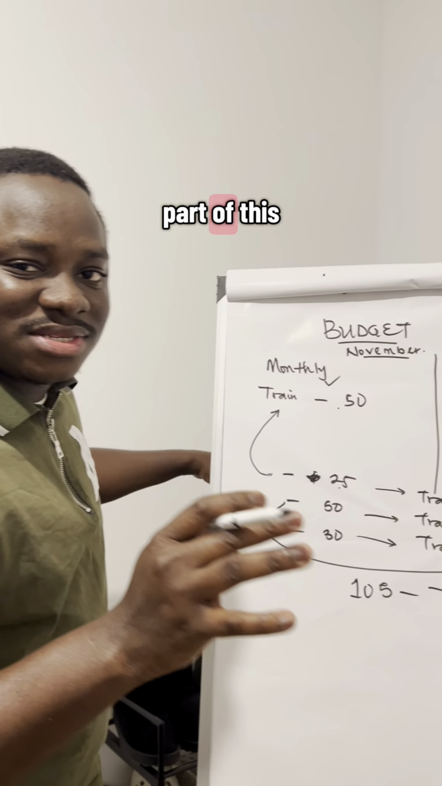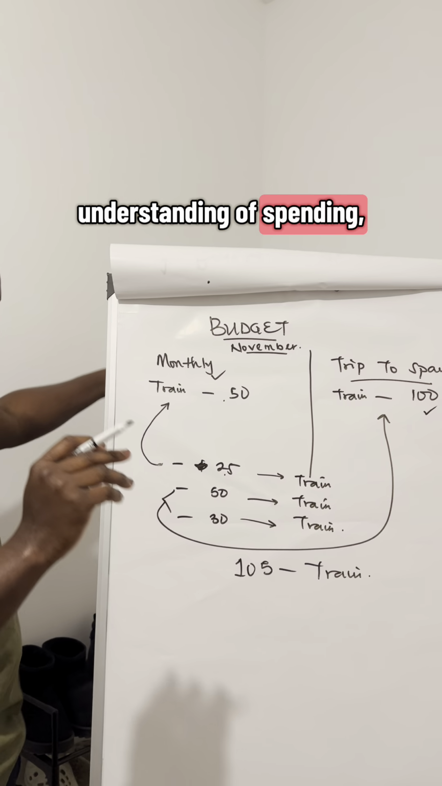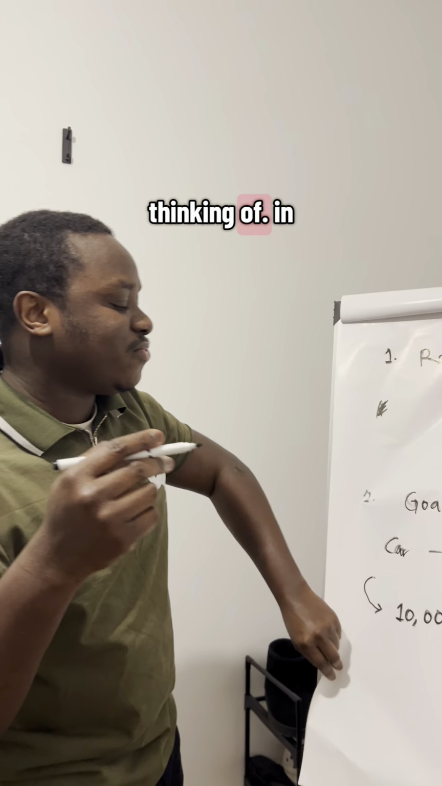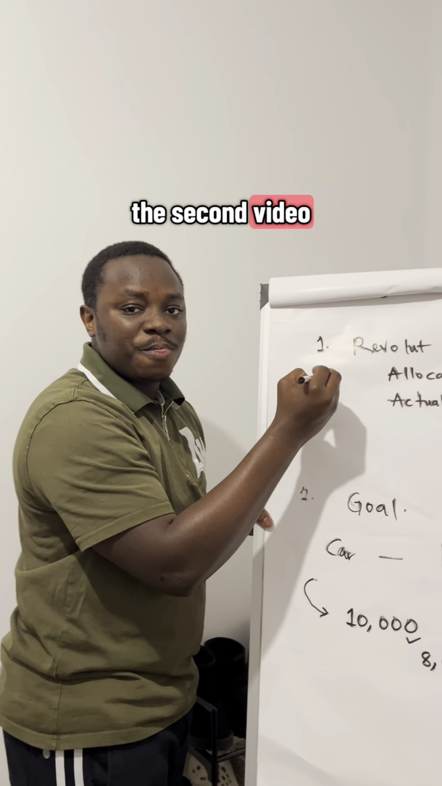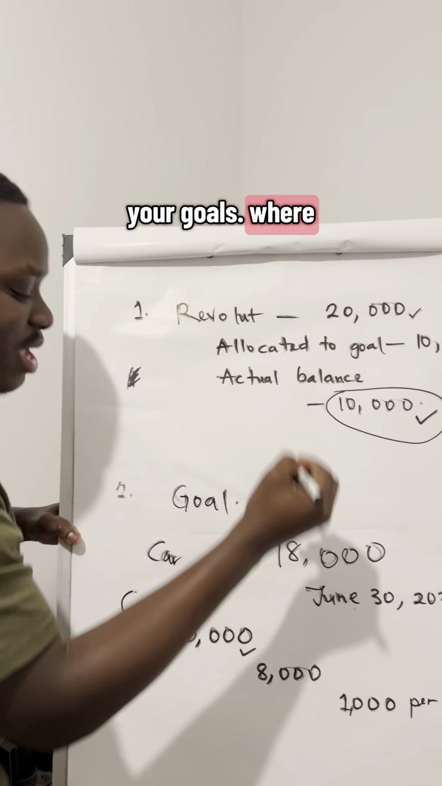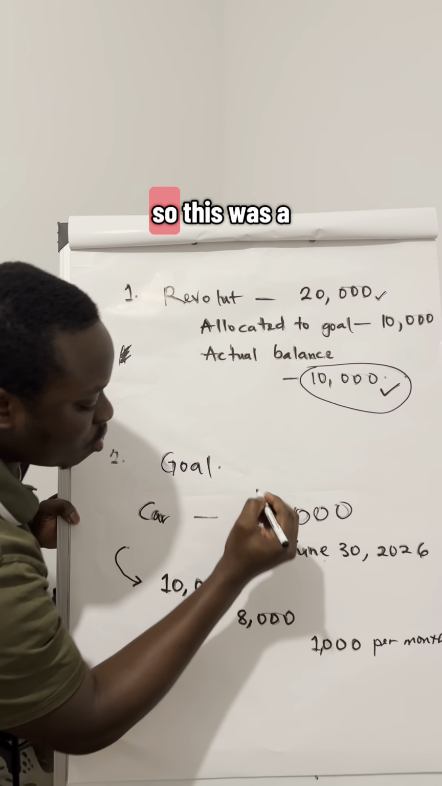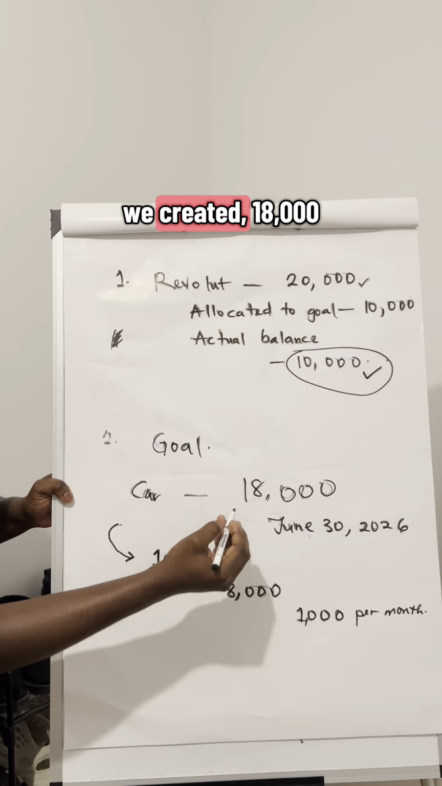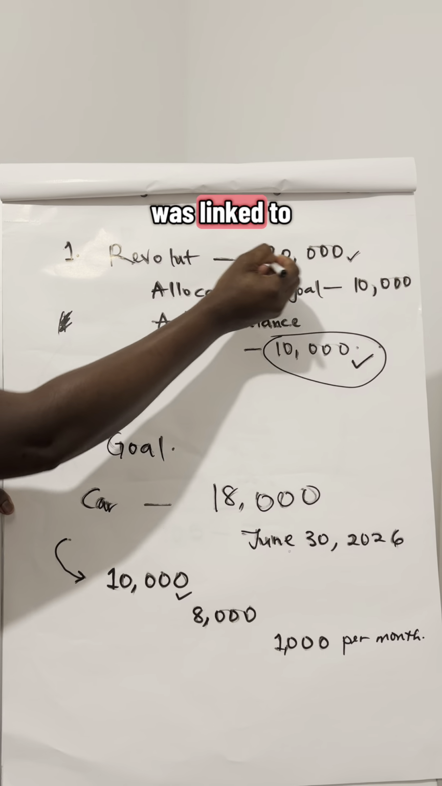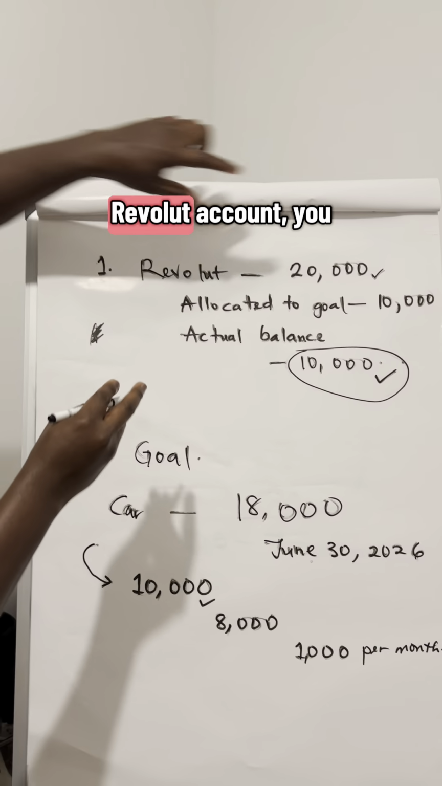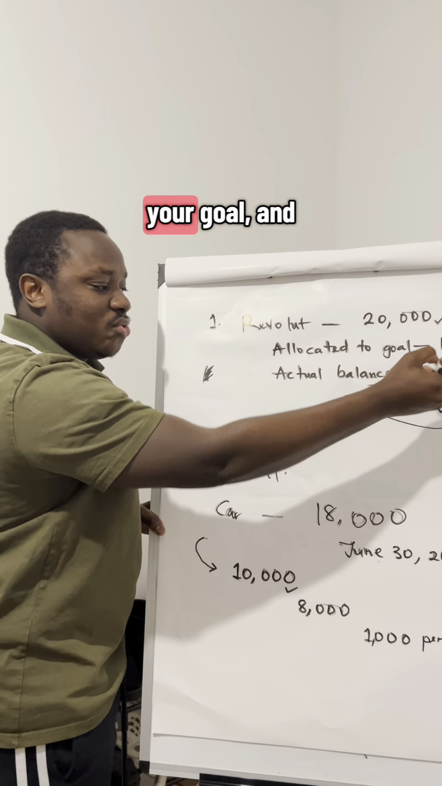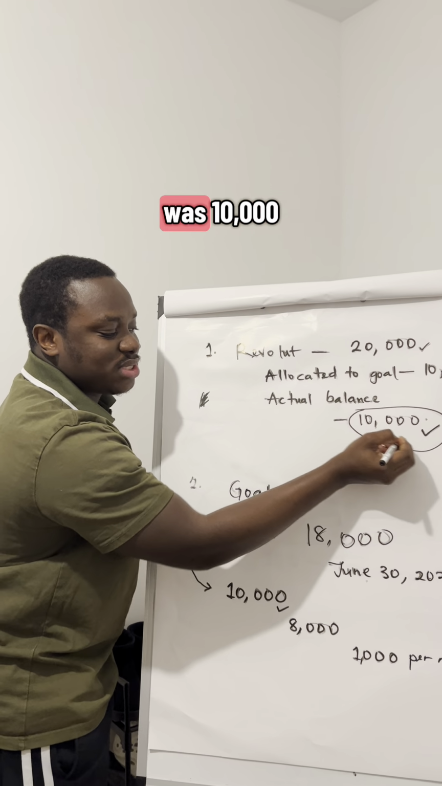Now, the third part of this, understanding your spending, this is not yet possible, but this is a very big idea we're thinking of. In the second video, so the video before this, we talked about tracking your goals, where you create a goal. So this was a car goal that we created, 18,000, you had saved 10,000, and it was linked to your Revolut account. So in your Revolut account, you had 20,000, but 10,000 had been allocated to your goal and the actual balance was 10,000.